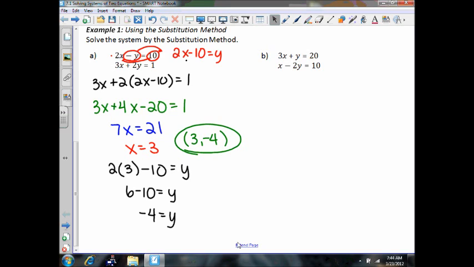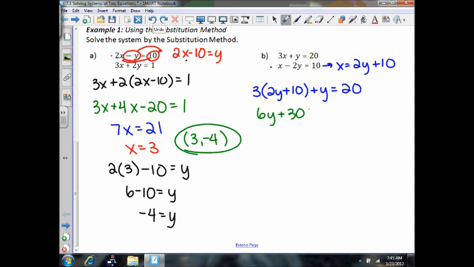Now in example B, we can do this a couple of different ways. I'm going to choose the bottom equation because x is positive here. So x will equal 2y plus 10. Plug that in for x in the top equation. Simplifying by distributing, we'll get 6y plus 30 plus y equals 20. Combining and subtracting, we'll get 7y is equal to -10, which means y will equal -10 over 7.